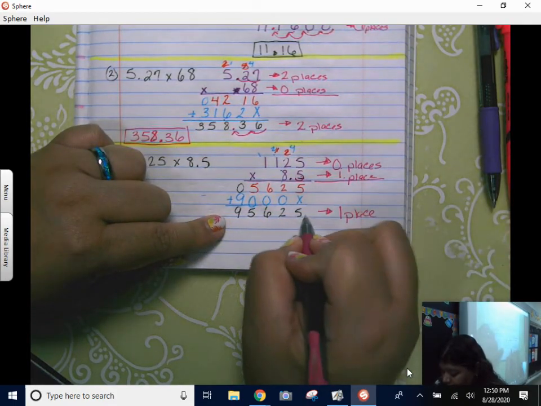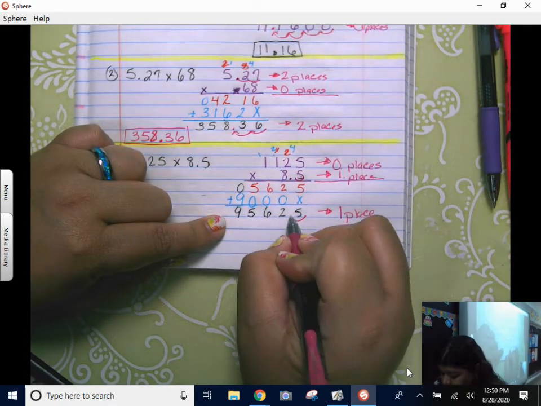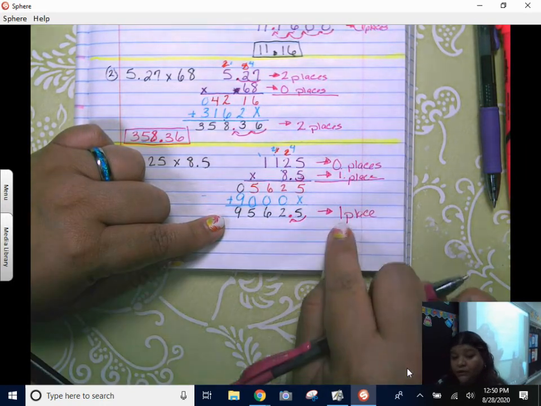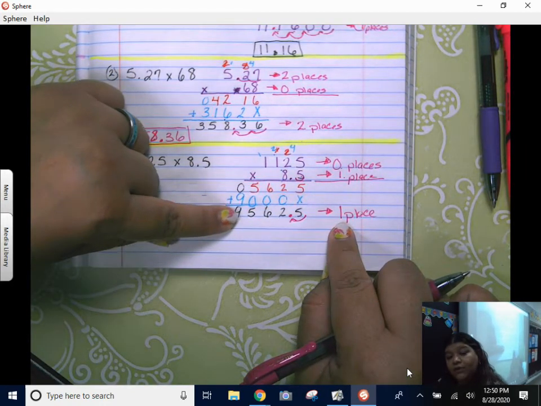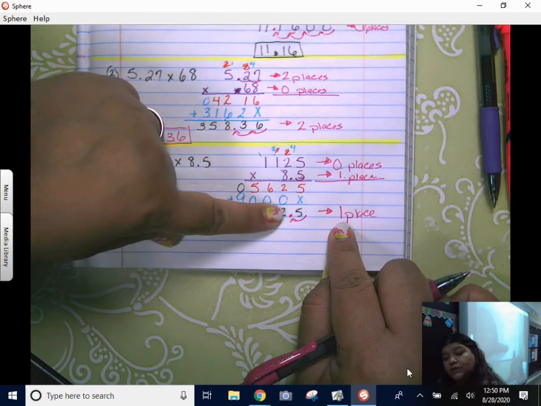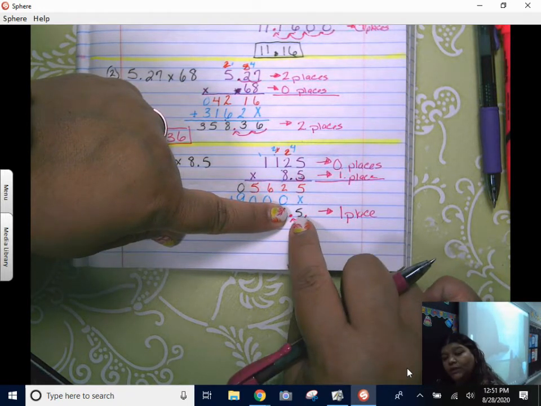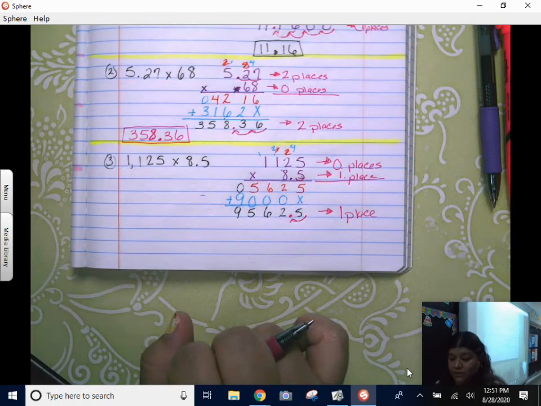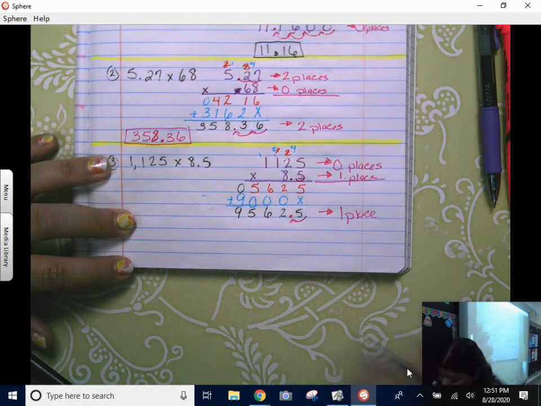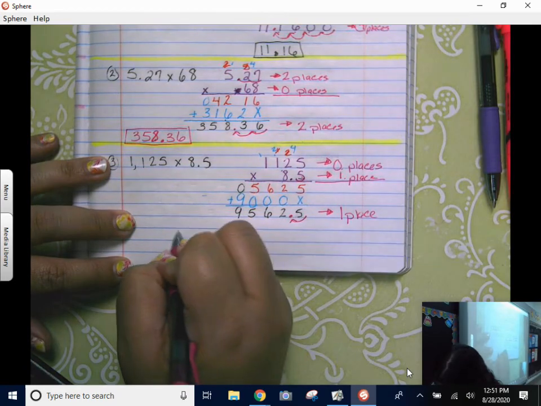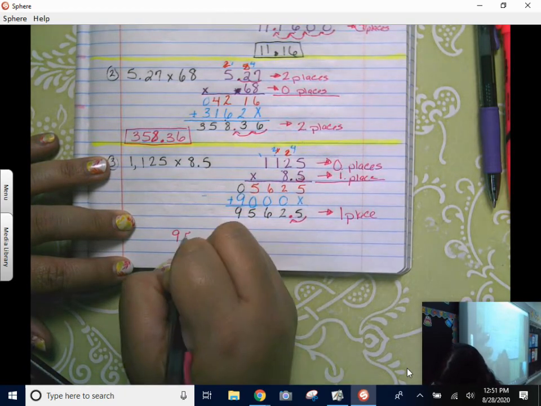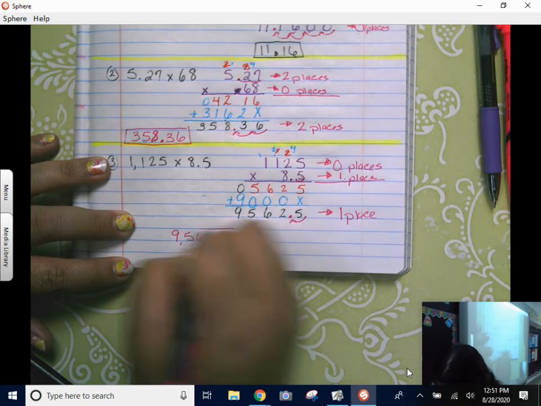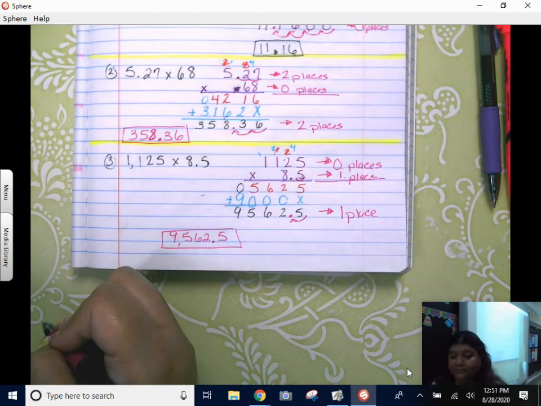Okay, so starting from the back, you're just going to go 1. That's where my decimal should go. Let's check to make sure we only have 1 decimal value. Let's cover up all the digits before the decimal. I only have 1 digit after the decimal, and it says you should only have 1, so we got the answer correct. Okay, so the final answer is 9,562 and 5/10. Box it in.